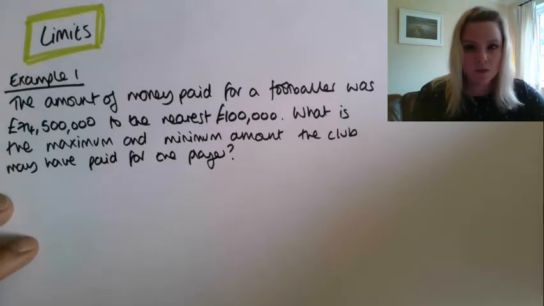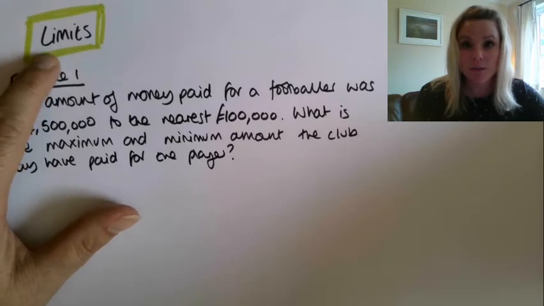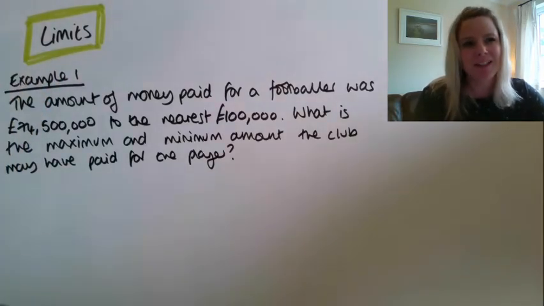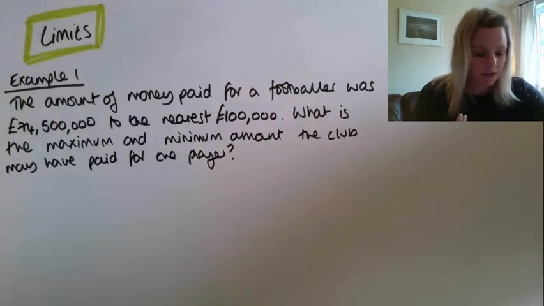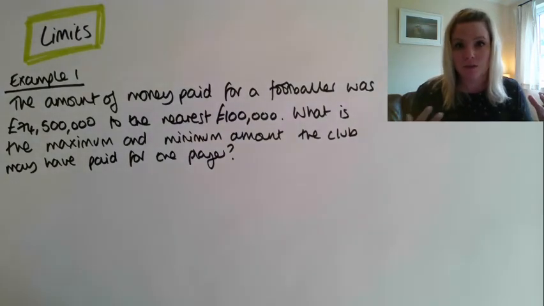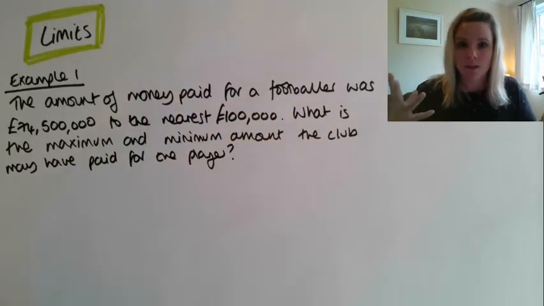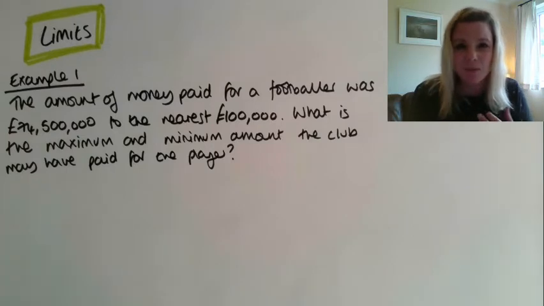Okay, so for this little section in Unit 3, we're going to look at limits. Now, whenever we're asked to find the limits for things, it's like the opposite of rounding, which we've just looked at, okay? So the question will give you a number and say this is given to a certain degree of accuracy. What's the smallest number and what's the biggest number that could possibly round to give you that number, okay? And I think this one's best explained just by going through a couple of examples.